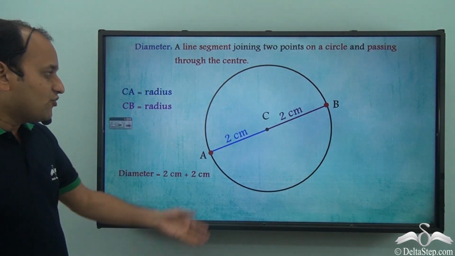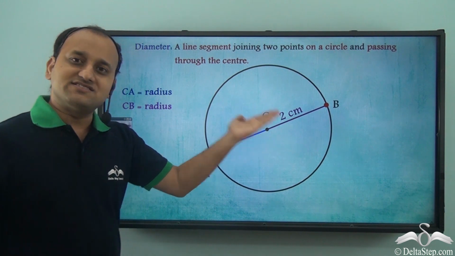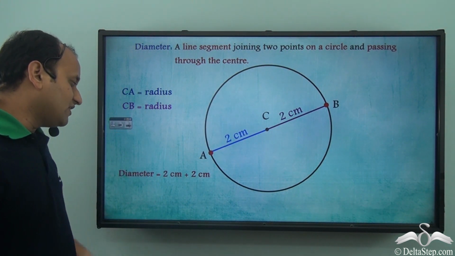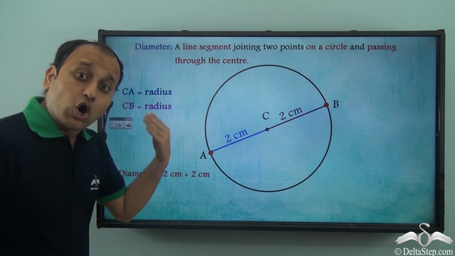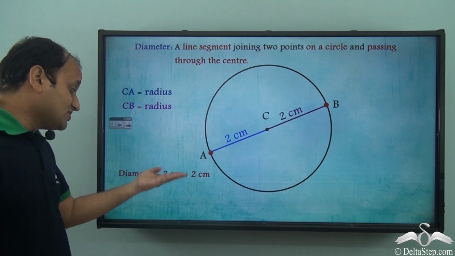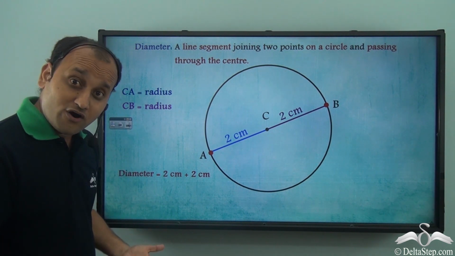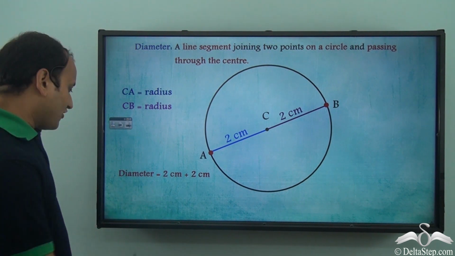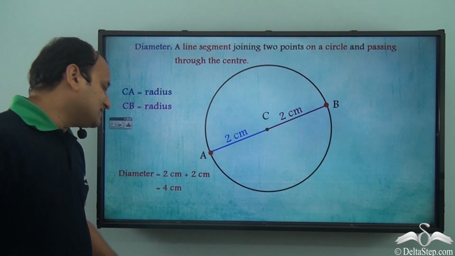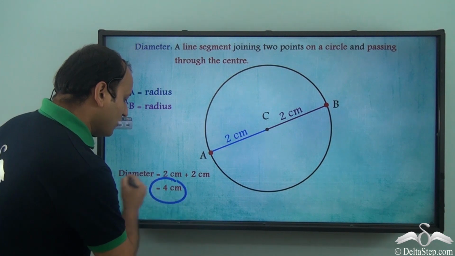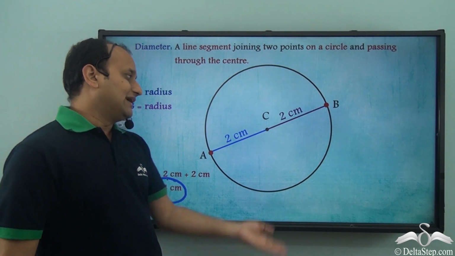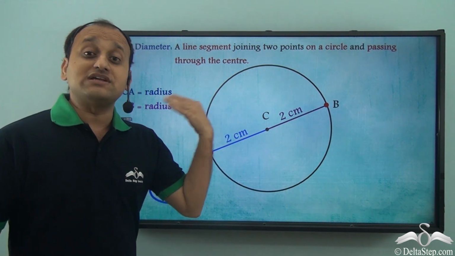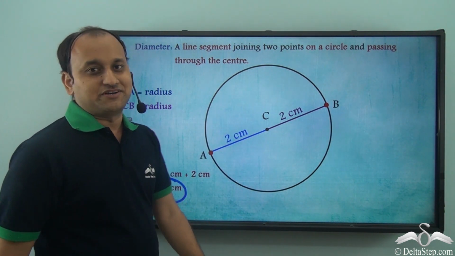So if you have a circle whose radius is 2 centimeters, then what is the diameter? Diameter will be radius plus radius or 2 times the radius. So it is 2 centimeters. So 2 plus 2, 4, or 2 times the radius, that is 2 times 2, that is 4. So what will be the diameter in this case? It will be 4 centimeters. So in this case, when the radius is 2 centimeters, the diameter is 2 times the radius, that is 4 centimeters.